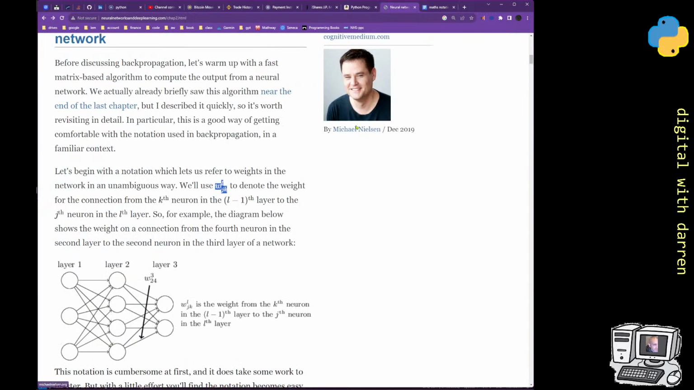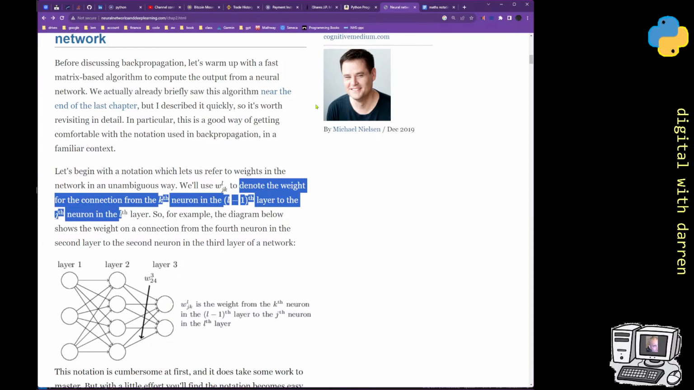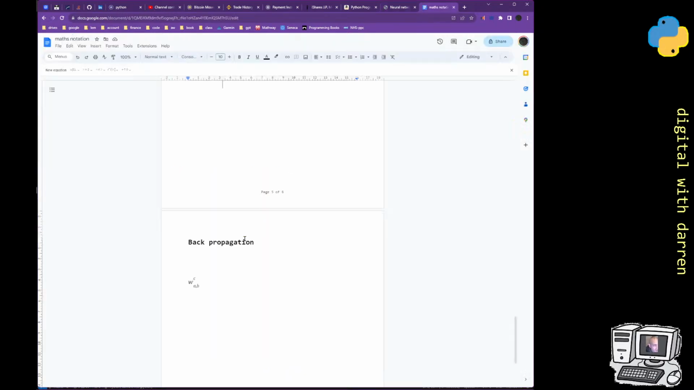In fact, I'll give it a name here. So let's begin with the notation: first, the weights in a neural network in an unambiguous way. Maybe I can copy all of this because it's all here. Hopefully if this does paste in, it will save us a lot. Paste without formatting. Okay, which is not bad actually.